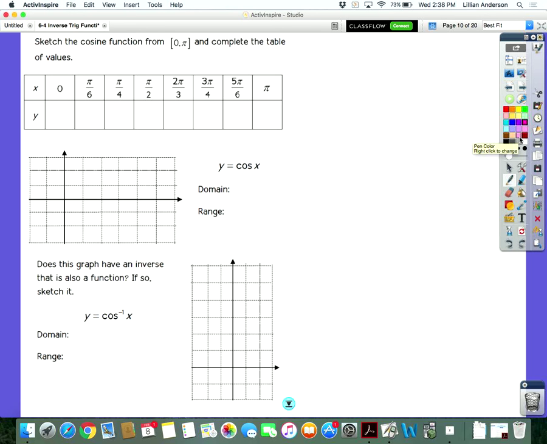Okay, I heard like two different things. What is it? Square root of 3 over 2. What about pi over 4? And then pi over 2? 0. What about 2 pi over 3?